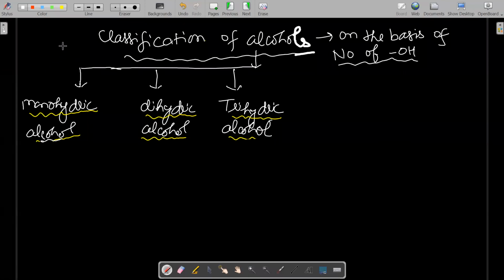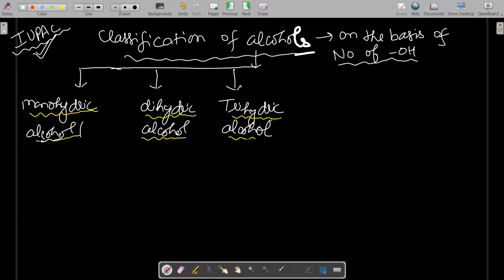So, hello students. In the previous class, we studied IUPAC naming, how to write the IUPAC name of alcohols, phenols, and ethers. So already we have discussed that in the previous class. Now we are going to discuss the classification of alcohols and phenols. First, the classification of alcohols on the basis of number of OH groups. It has various types. The first is monohydric alcohol.